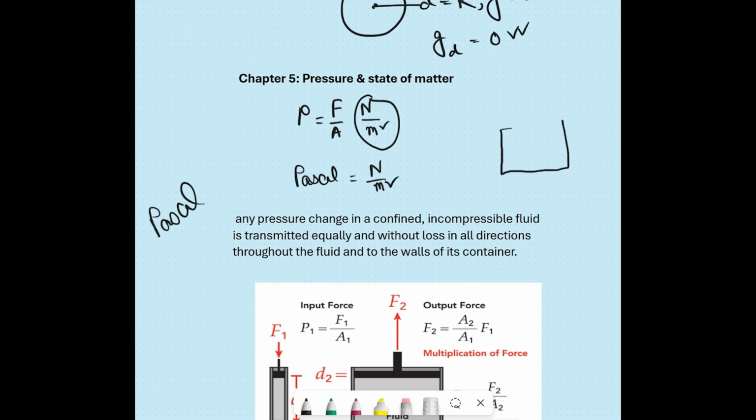It means that if this is a container and, for example, if I push or place a pressure here, obviously a pressure will be realized here as well. And obviously this container is confined and the pressure is going through within this direction. This is a very simple way I've explained here.